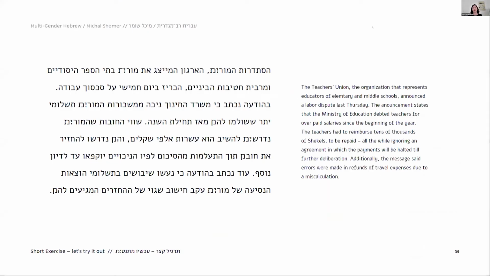Finally, I wanted to give you an example of a random text. This is a text taken from a newspaper, an article from a few years ago, talking about the teachers' union and how they didn't get paid and so on. And you can see how the letters fit into the text. I also highlighted again in red the words that had multigender Hebrew letters. So out of 74 words in this text, there are 10 words that include multigender Hebrew. That is a total of 14%.